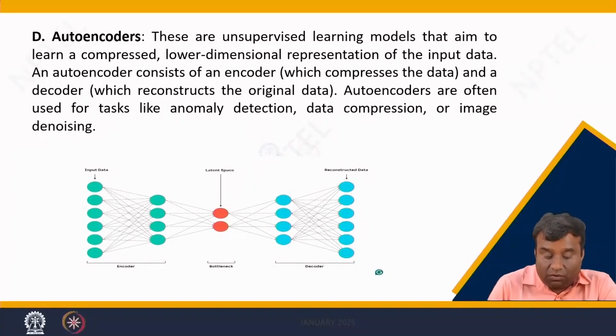Next one is the autoencoder. These are unsupervised learning models that aim to learn a lower dimensional representation of the input data. An autoencoder consists of an encoder which compresses the data and a decoder which reconstructs the original data. Autoencoders are often used for tasks like anomaly detection, data compression, or image denoising.